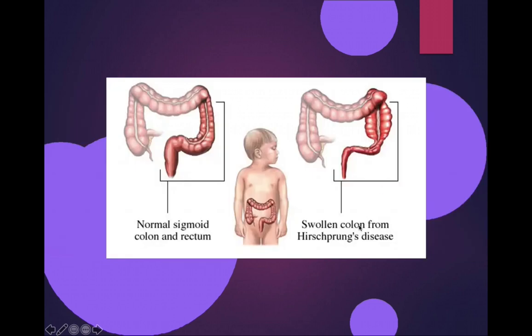Here's Hirschsprung's disease. This happens primarily down here in the sigmoid colon, where there is a twisting or obstruction of the sigmoid. Okay, this is a normal sigmoid colon and rectum, and here is the swollen colon from Hirschsprung.